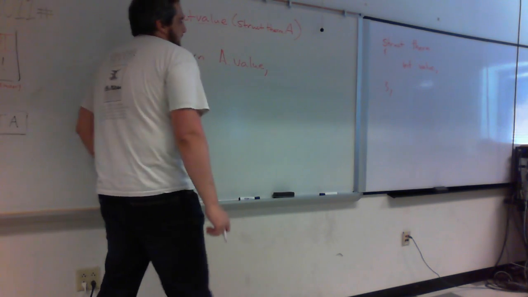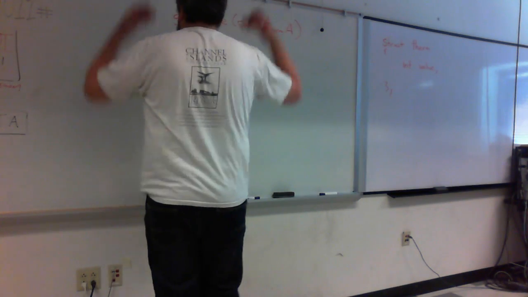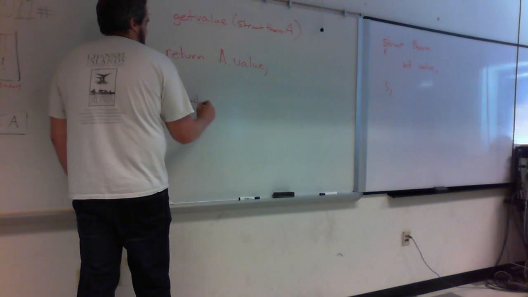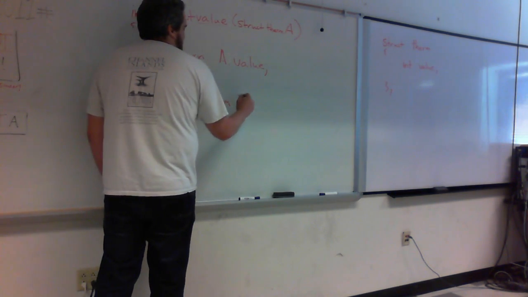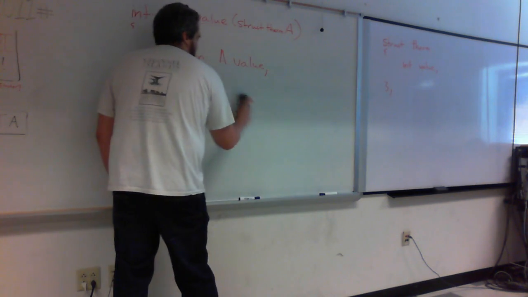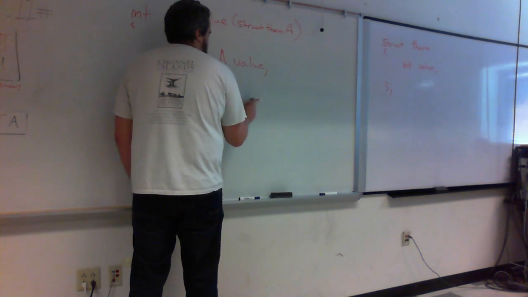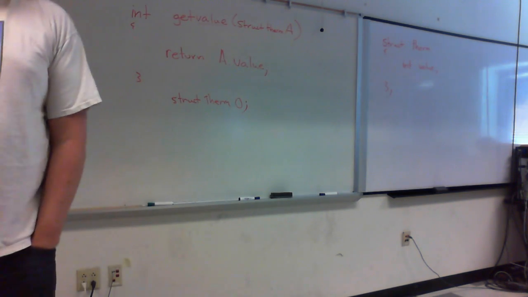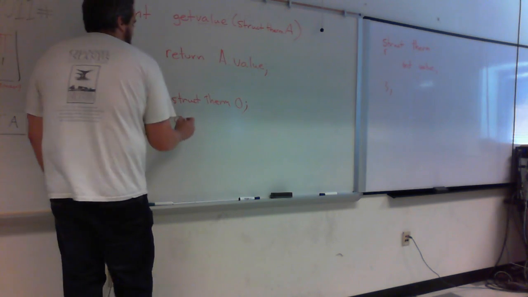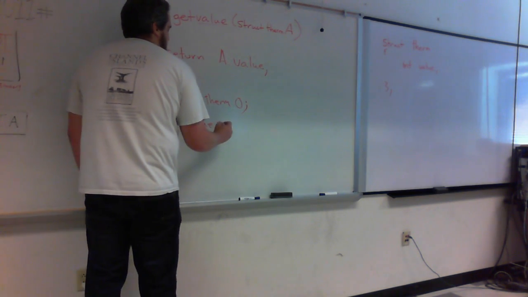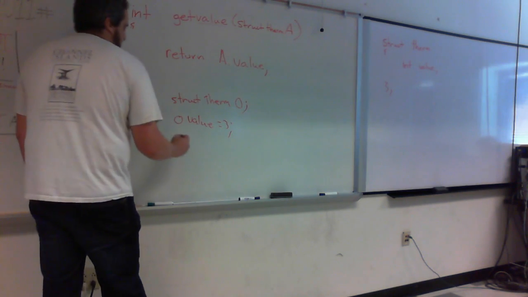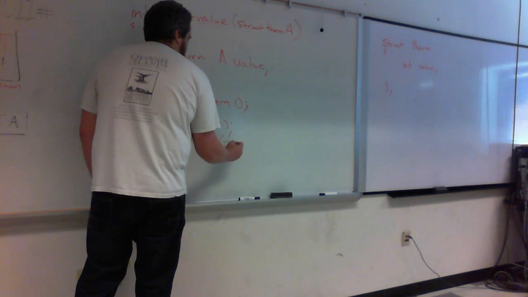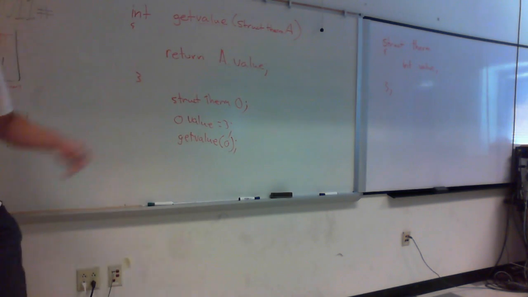So now if I have inside of my main, let's say I have a main somewhere. If I say struct therm, let's not say A, let's call this O for object. That'll construct a new struct therm on the stack. I can then say something like O dot value equals 3. And then if I call get value on O, that will return A dot value or O dot value.